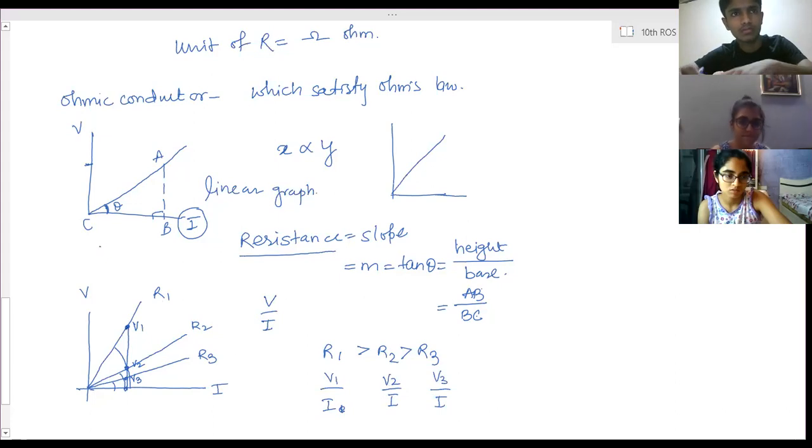Now this is V1. Is the height more? V2 is below V1 and V3 is below V2. So that means V1 is greater than V2, greater than V3. Therefore V1 by I is greater than V2 by I, which is greater than V3 by I. So the resistance of this wire is greater than the resistance of this wire.